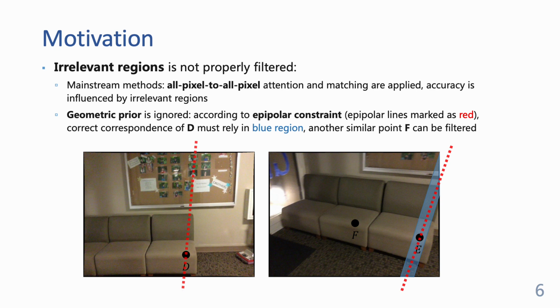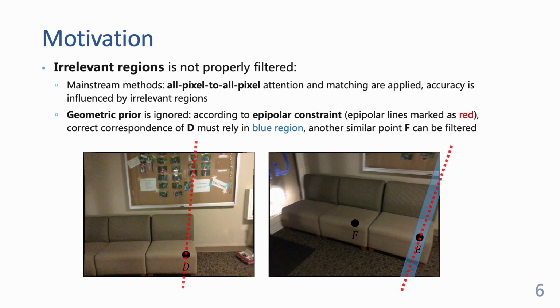Existing mainstream methods usually apply all pixel to all pixel attention and matching process, so the accuracy is influenced by irrelevant regions. See the figure. D, N, E is a correct correspondence, but F is also similar with D. If global attention and matching are applied, a wrong correspondence between D and F may be deduced.